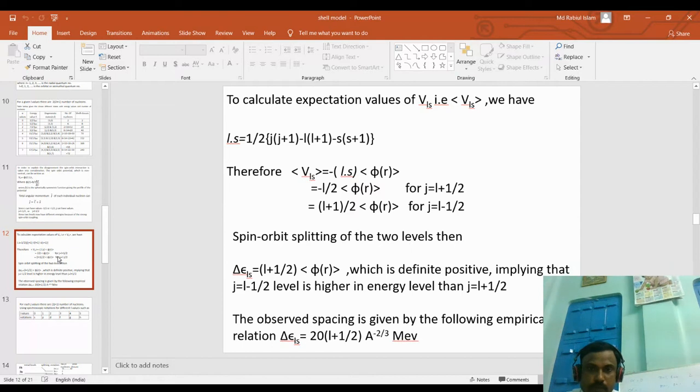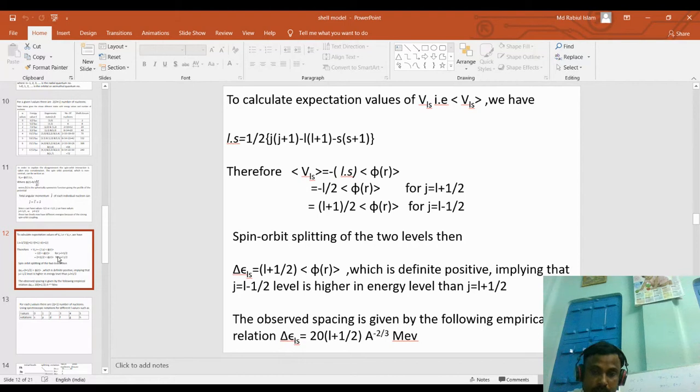Now you can see that for the two different values, J equal to L plus half and J equal to L minus half, these values are different, and the expectation value of the potential for J equal to L minus half is greater than the expectation value for J equal to L plus half. The difference in the energy levels, if you calculate, will come out to be L plus half times the average over phi r, which is definitely positive, implying that the energy of J equal to L minus half is higher than the energy of J equal to L plus half. You can see that from the expression also.